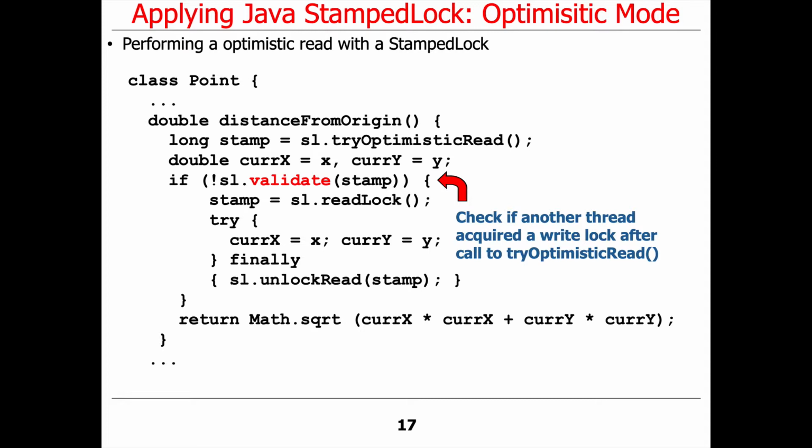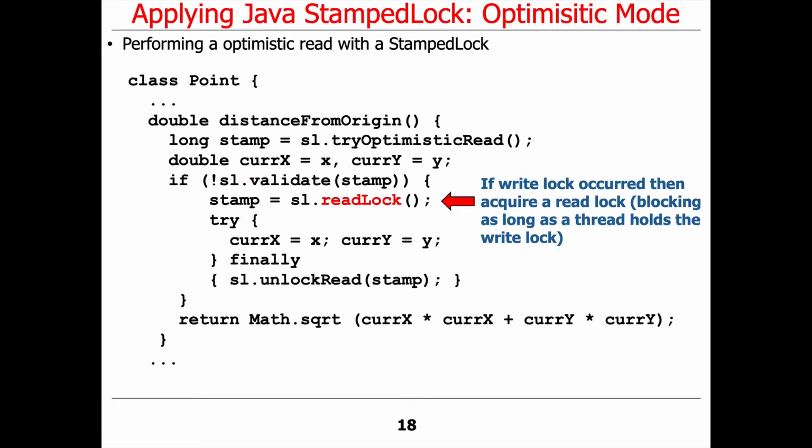The next thing we'll do is try to validate the stamp. What that does is it checks to see if another thread acquired a write lock after the earlier call to tryOptimisticRead. If a write lock did occur, then validate will return false. So in that particular case, what we're going to do is block trying to acquire a read lock. So this is an actual pessimistic read lock.